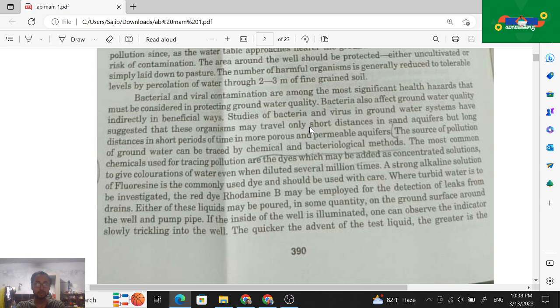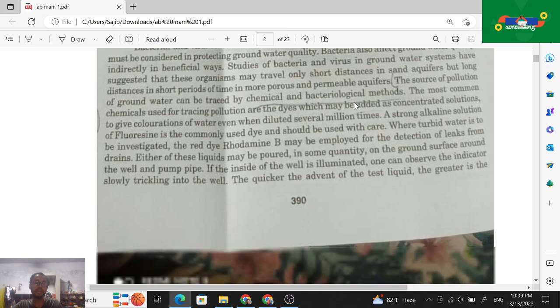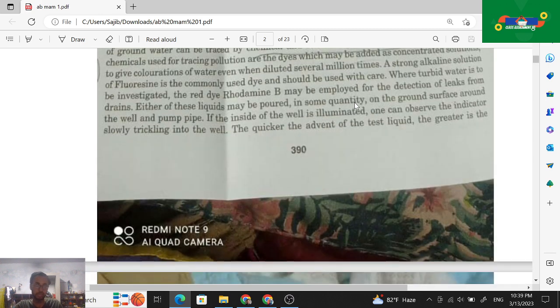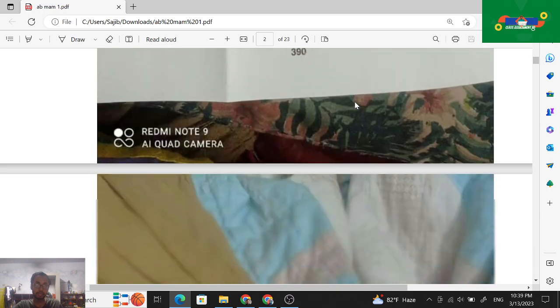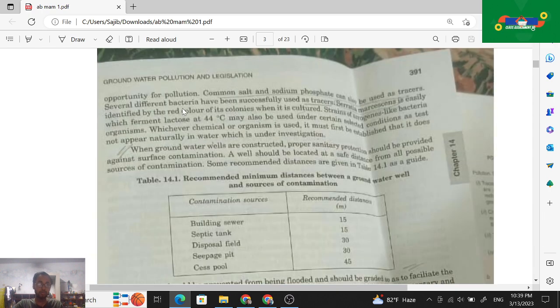for the detection of leaks from drains. Either of these liquids may be poured in some quantity on the ground surface around the well and the pump pipe. If the inside of the well is illuminated, one can observe the indicator slowly trickling into the well, and the quicker the advent of the test liquid, the greater is the opportunity for pollution.